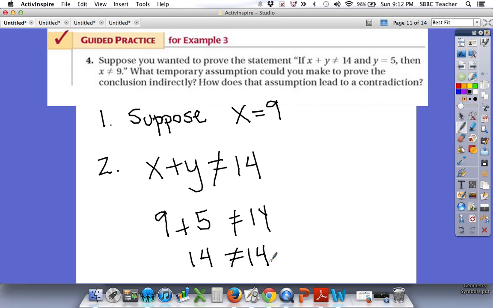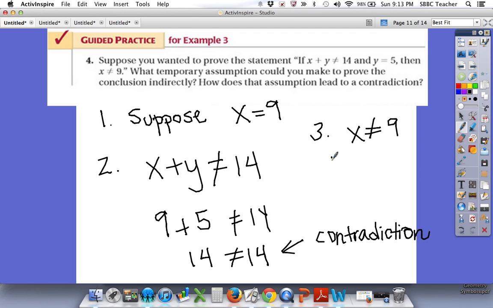Well, we know that obviously is false because 14 is equal to 14. But this statement is saying 14 is not equal to 14. So we found our contradiction. So when we assumed that x equals 9, we found a contradiction. That means that x cannot equal 9. And that means that this conclusion is actually true. So step 3 would be saying x does not equal 9 is a true conclusion.